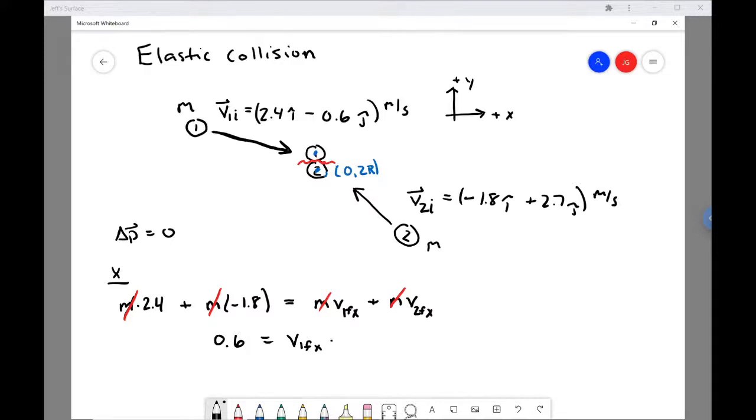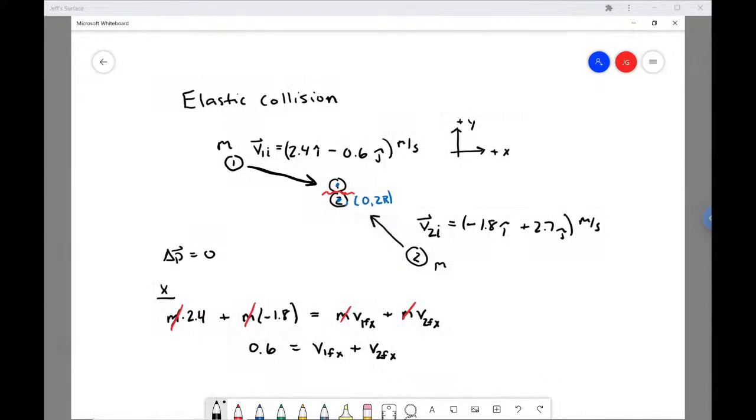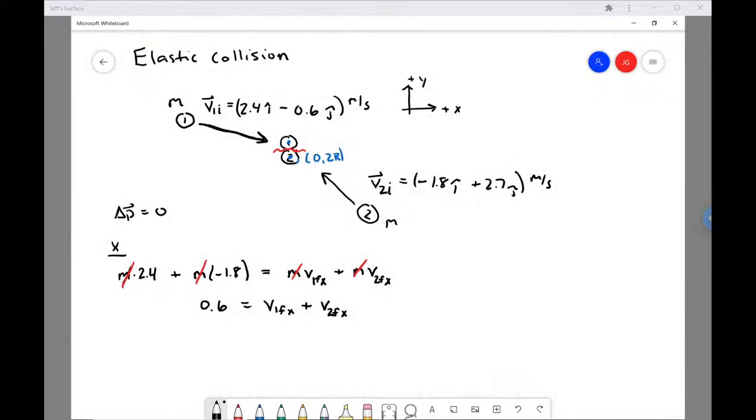So the sum of the x components of the post-collision velocities have to add up to 0.6. All right, let's take a look at the y direction. Okay, so Holly's got put in the comment while we're looking here some knowledge about this collision that may be useful.